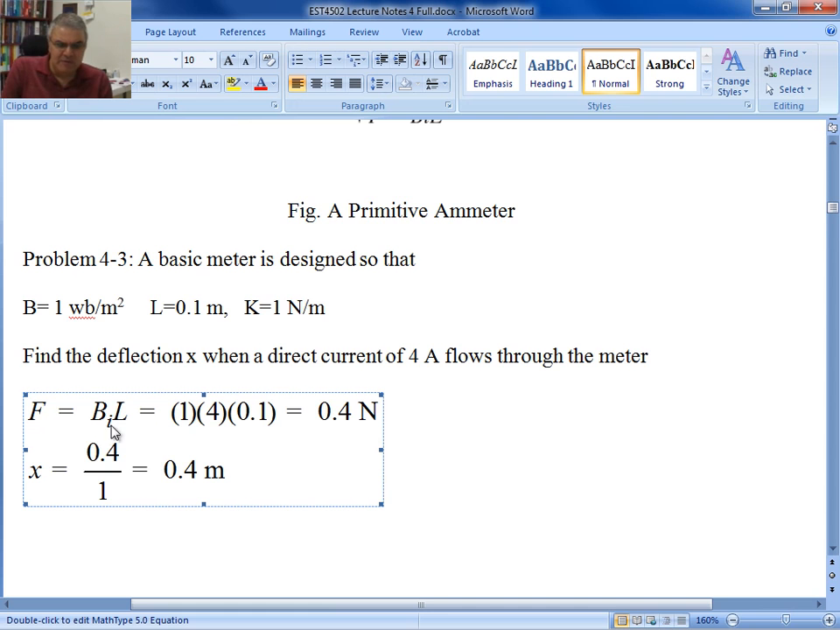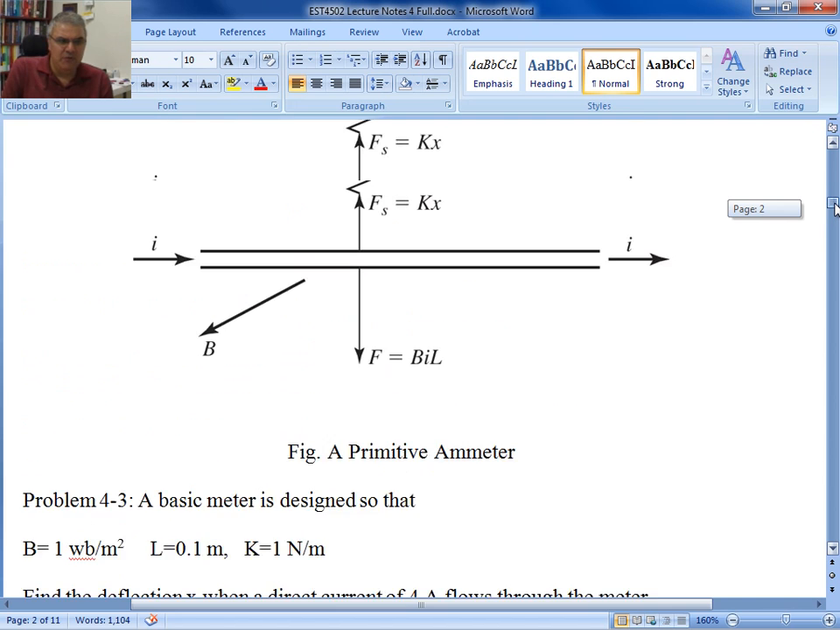This is not B sub I, this is actually B. So B would be 1 multiplied by the current here, 4 amp, times L, which is 0.1. That would be 0.4 Newton. We divide that by the stiffness of the spring in the second step. X would be 0.4 divided by 1. That would be 0.4 meter. That would be the deflection when a direct current of 4 A flows through the meter.